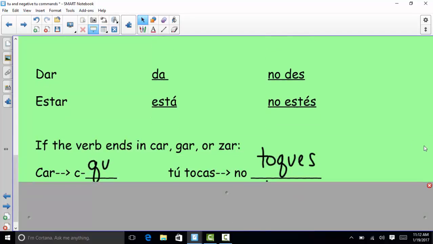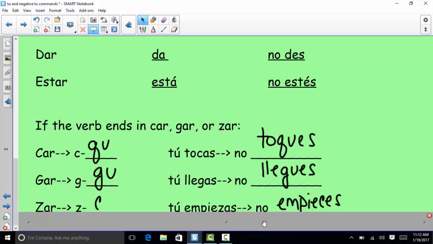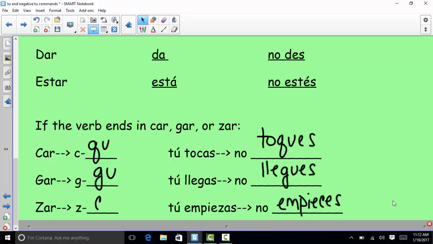Okay, and then one last irregularity here, which you kind of already know, is that if the verb ends in car, gar, or zar, we have to change those endings from C to QU, G to GU, and then Z to C. Okay, and then similarly, you'll just add the S to your ending, but you're still doing the que, gue, ce ending. So don't touch, for example, would be no toques. Don't arrive would be no llegues. And don't start would be no empieces. So just notice that spelling change at the end there.